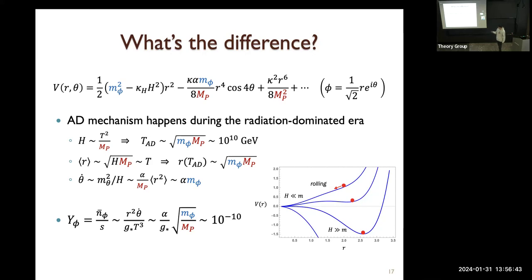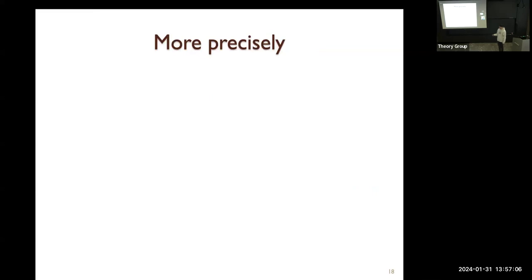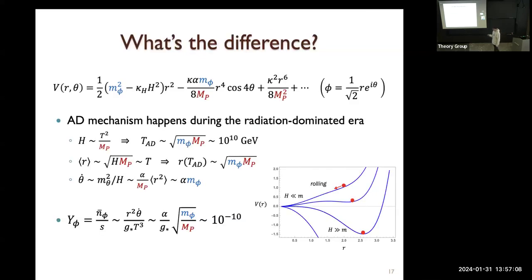If you put everything here, R from here, theta dot from here, and temperature from here, what you get is this. There's a prefactor alpha over g_star, and very importantly, we have this square root of m_phi over M Planck. With weak scale m_phi, we get 10 to the minus 10, this number. By the way, during radiation domination, this kappa H is loop suppressed. Is that okay for you?